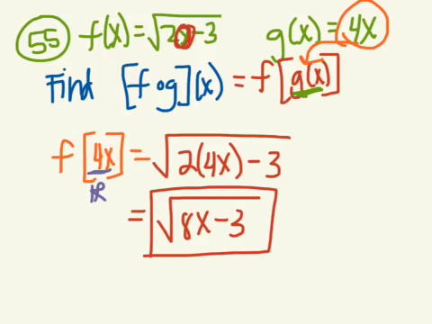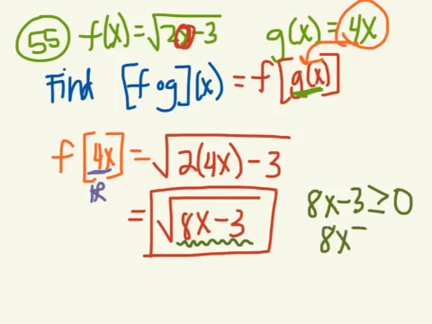We just have to check for domain. Now for this, we do run the risk of getting an imaginary number because we have the square root. So to avoid that, we say that whatever is underneath the radical is not allowed to be negative. So we say it's greater than or equal to 0. If you solve for x, you get x is greater than or equal to 3/8.